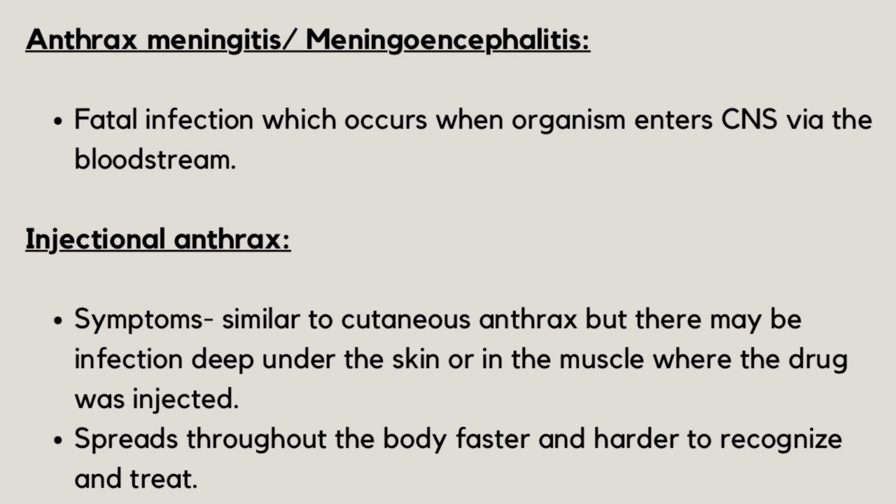Anthrax meningitis or meningoencephalitis. This is a fatal infection which occurs when the organism enters the central nervous system via the bloodstream. Injectional anthrax. This is a new form of anthrax that is found in injectional drug users. The symptoms are similar to cutaneous anthrax, but there can be infection deep under the skin or in the muscle where the drug was injected. And this disease will spread throughout the body fast and it is very hard to recognize and treat.